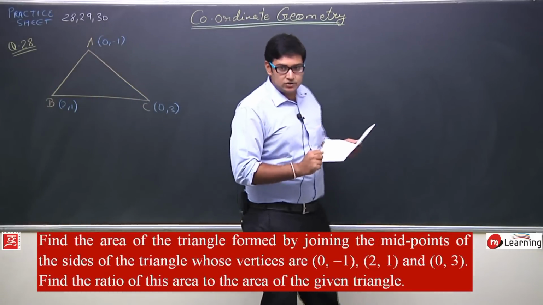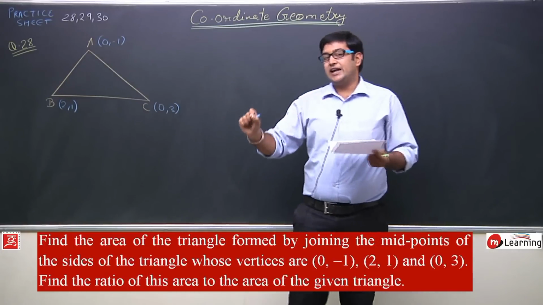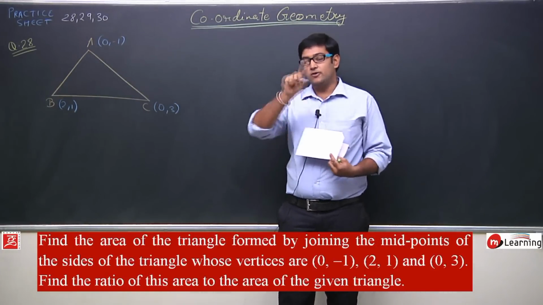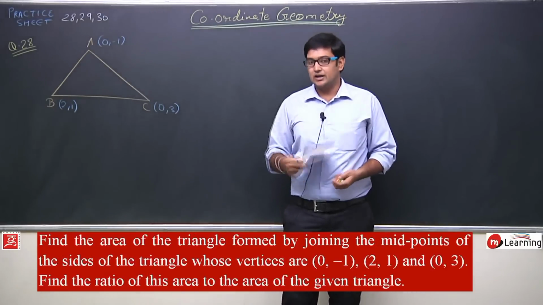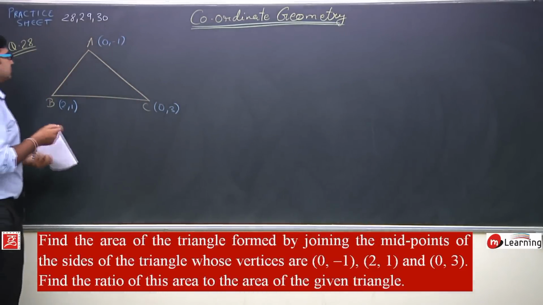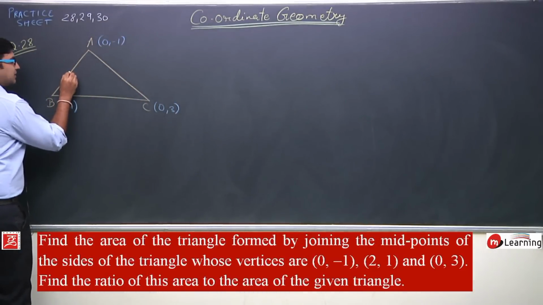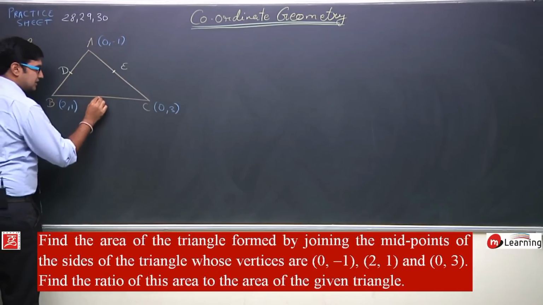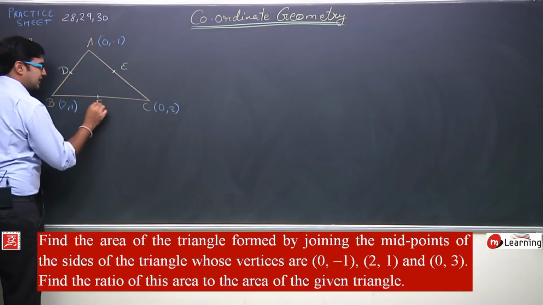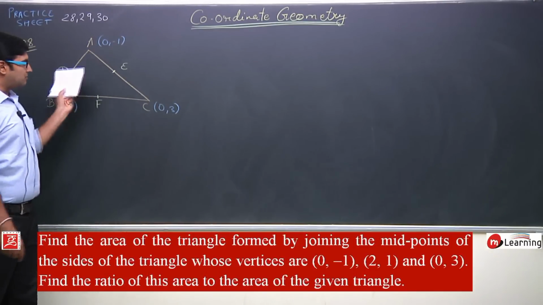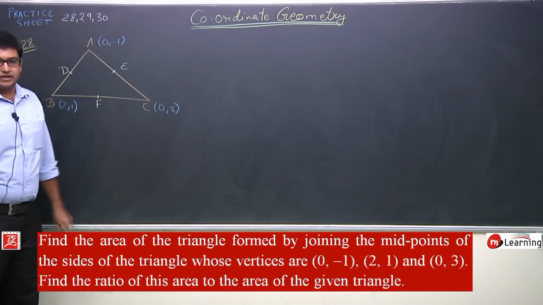Now what it is trying to say is, there is a triangle formed by joining the midpoints of the 3 sides of this triangle. So if this is a triangle, what are the midpoints of its sides? Let us say this is the midpoint D, this is another midpoint which is, let us say, E, and this is another midpoint which is let us say F. So D, E and F are the midpoints of AB, AC and BC respectively.